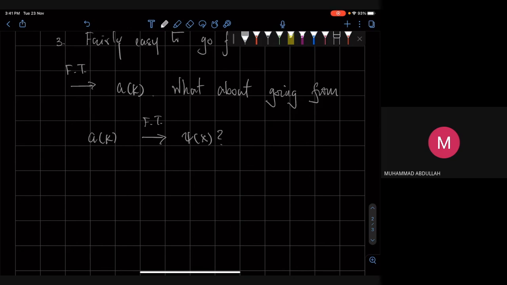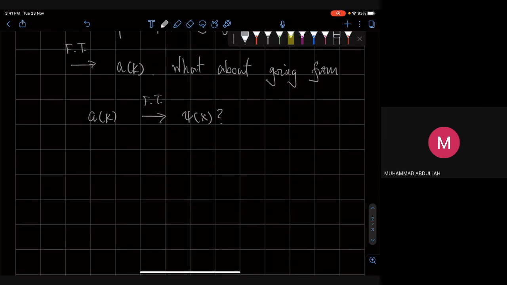Okay, so let's spend a few minutes doing that integral where we take the Fourier transform of a of k to find psi of x. So what is psi of x? The formula. So our next topic is the Fourier transform of the sinc function.